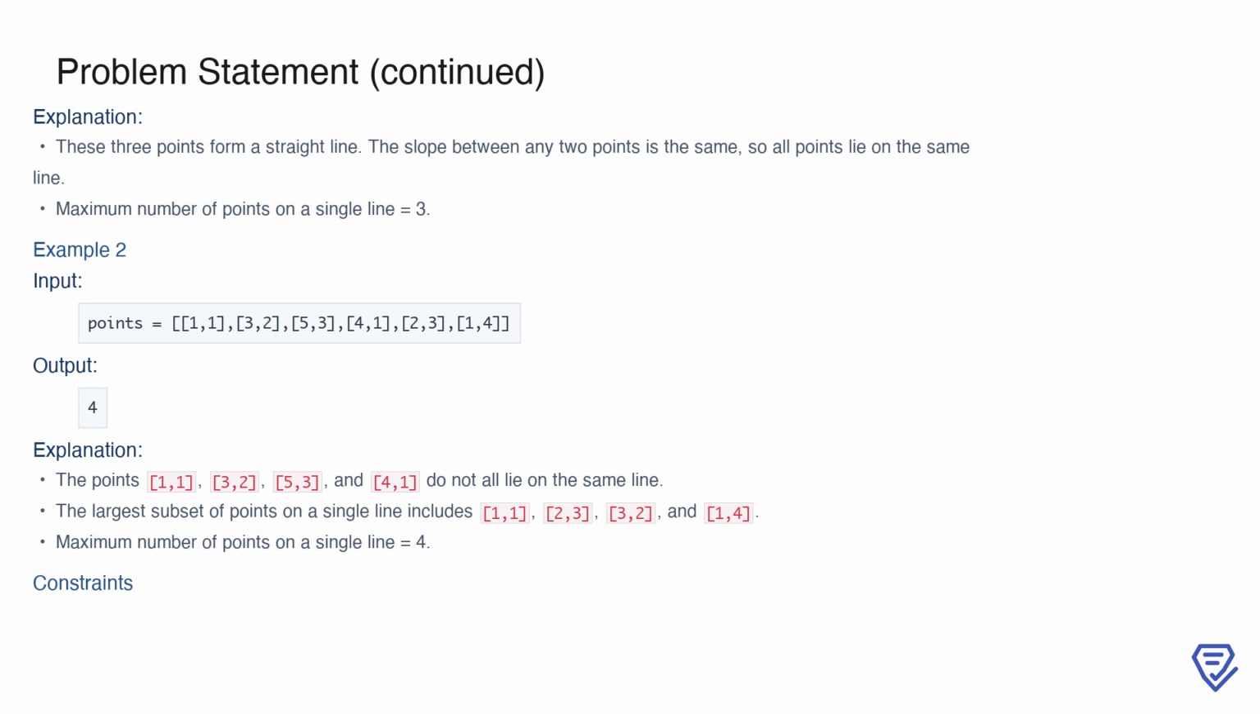In contrast, for the second example, we have 6 points: [1,1], [3,2], [5,3], [4,1], [2,3], [1,4]. Here, not all points align on a single line. However, there is a subset of 4 points, [1,1], [2,3], [3,2], and [1,4], that do align. The largest number of points forming a single straight line in this case is 4, and that becomes the output.